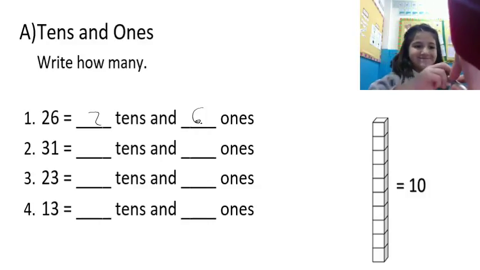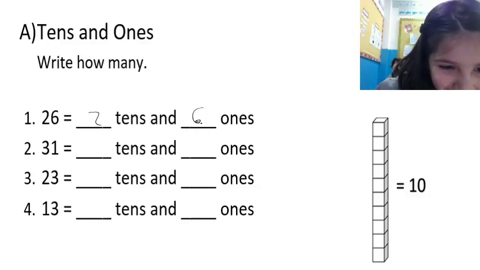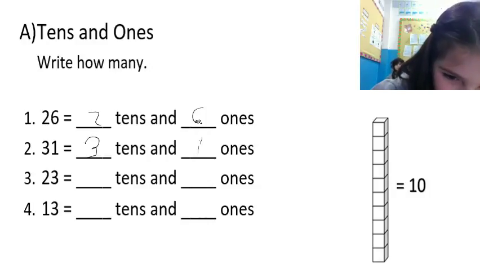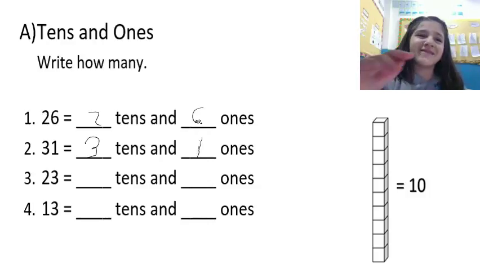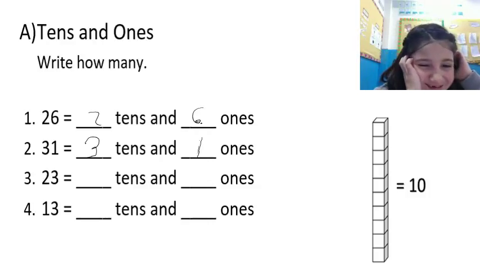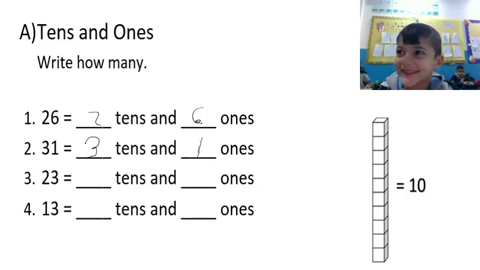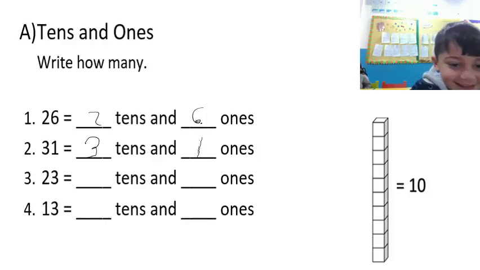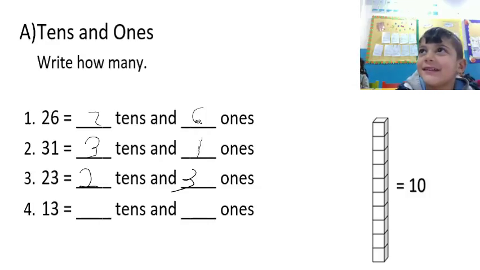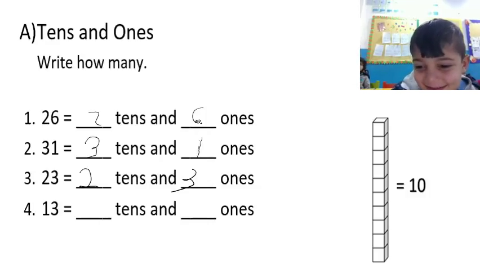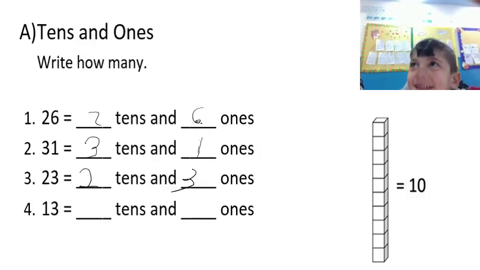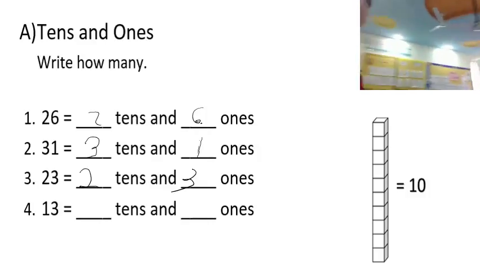Let's get Miss Tira Shrash. How many tens do you have? It's right there. 3. And how many ones? 1. Yeah. Let's get Ali. Can you do number 3? That's right. How many tens? 2 tens. And how many ones? 3. Excellent.